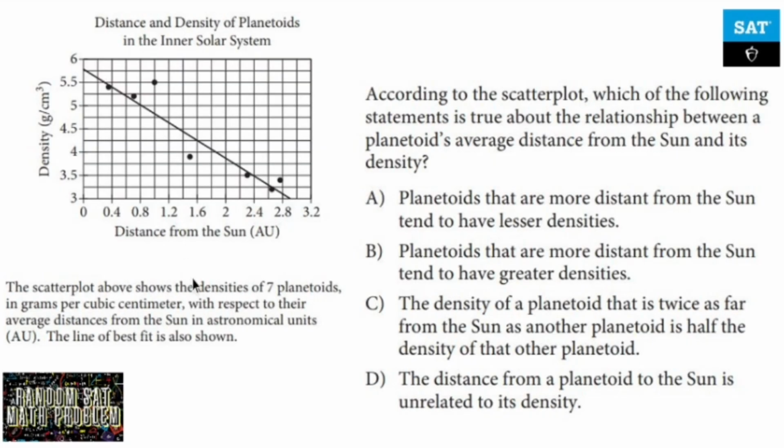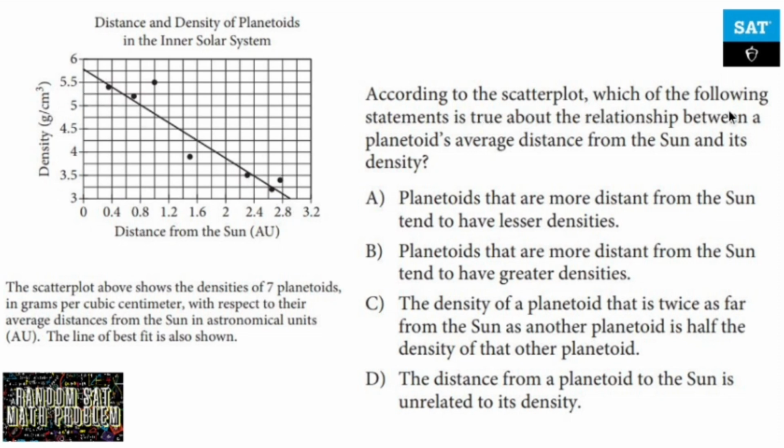This scatter plot above shows the densities of 7 planetoids in grams per cubic centimeter with respect to their average distances from the sun in astronomical units, of course. The line of best fit is also shown. All right, so before looking at all of this, I have a hunch that all of this information is pretty useless. What I have is the density going down as you go further away from the sun.